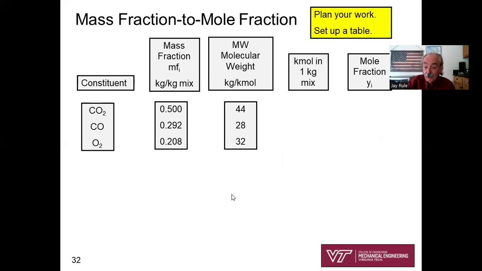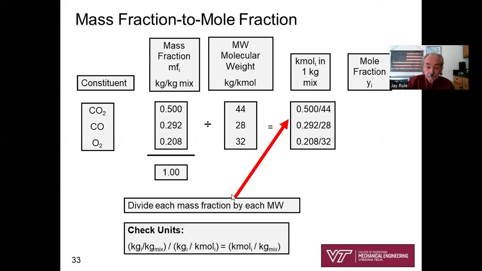Tried and true, write down the molecular weights. I'm copying that from the previous example. The next step is to divide each mass fraction by the molecular weight. Okay, and so I've done that. You see, I've done that on my table. And instead of just blindly doing it, let's check units. Divide mass fraction, divide by molecular weight.